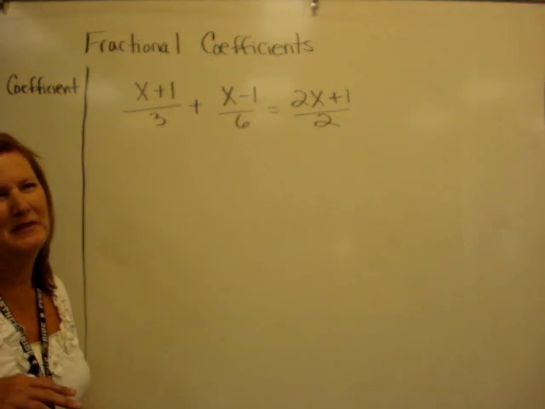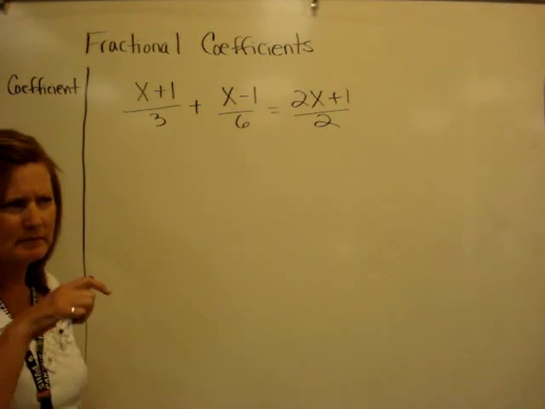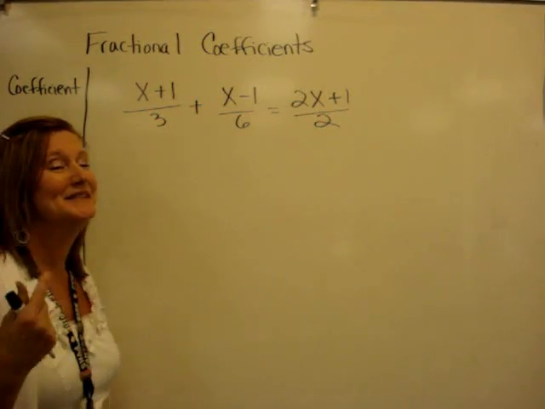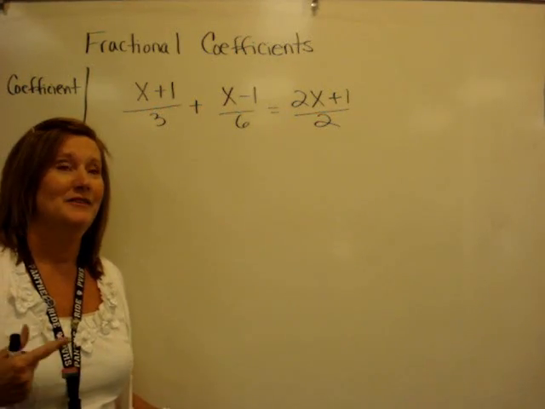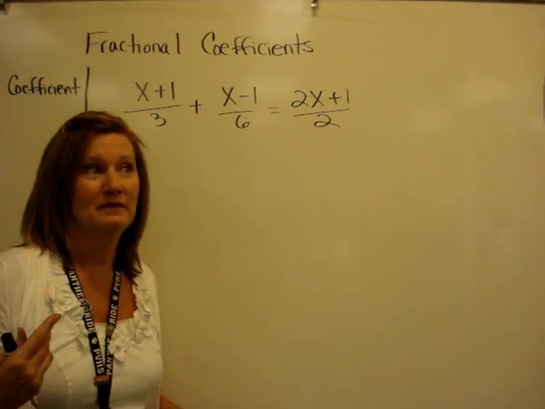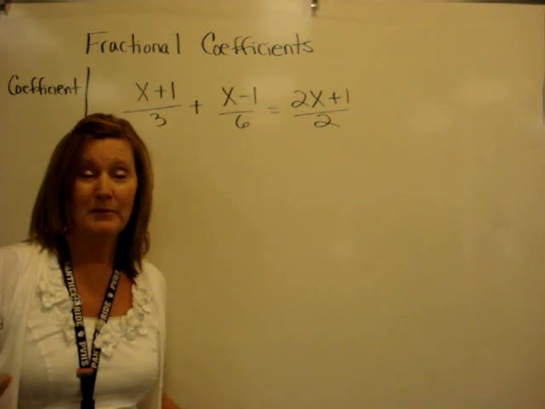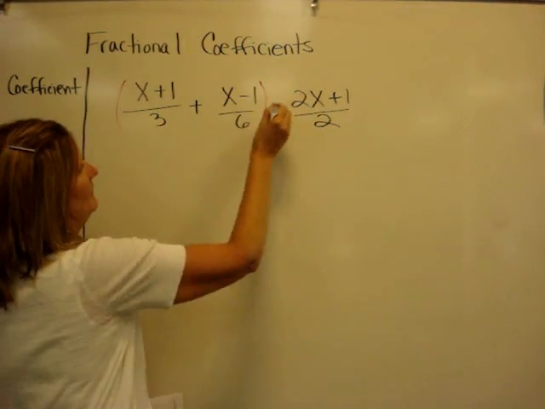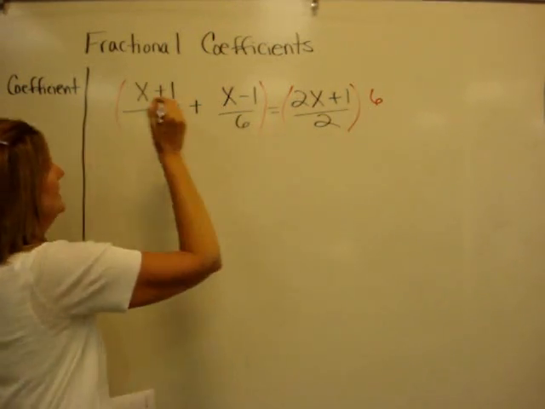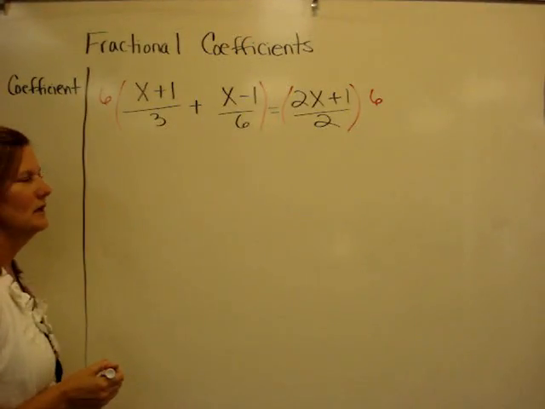2 and 3 are the lowest numbers, so it's not going to be those. 6 is the bigger number. Does 3 go into 6? Yeah. Does 2 go into 6? Yeah. Does 6 go into 6? Well, yeah. So that's probably a good choice. So I'm going to multiply everything by 6 because that's what will work.